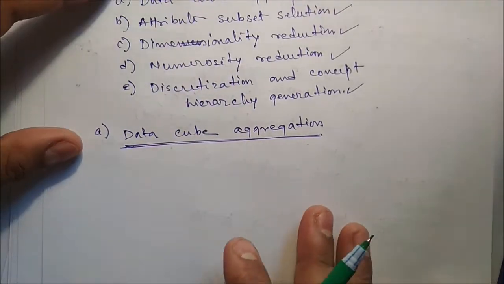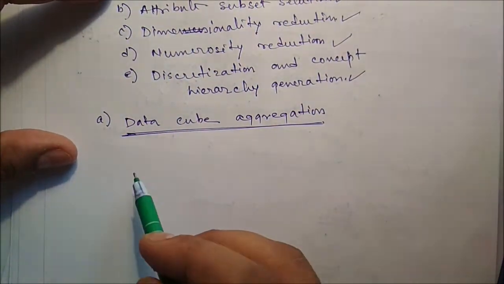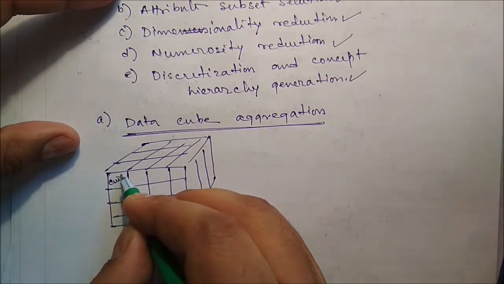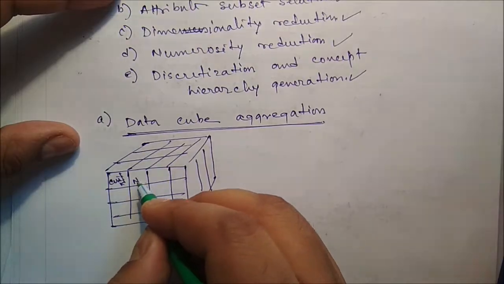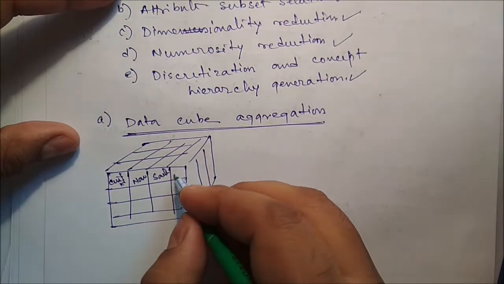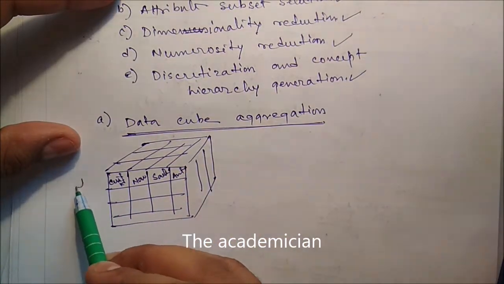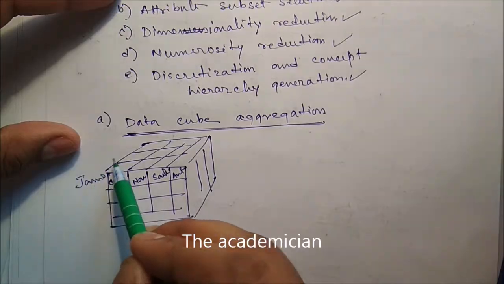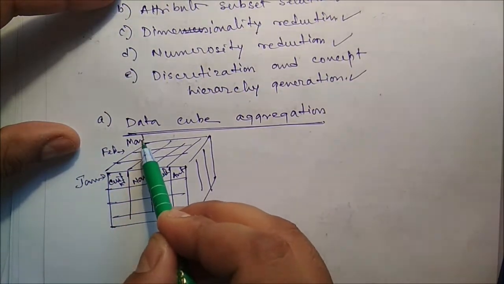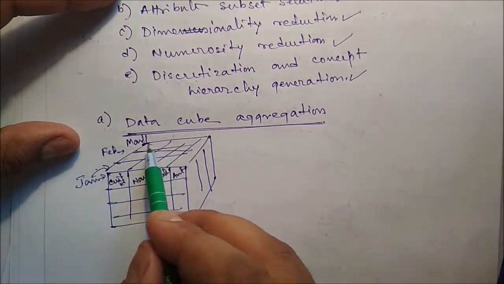The term data cube is generally used in data warehouses. Data cube means what? It has, say, customer ID, customer name, sale amount. So it is for January data. Similarly, this will be the February data, this will be the March data. So this is January data, February data, March data.